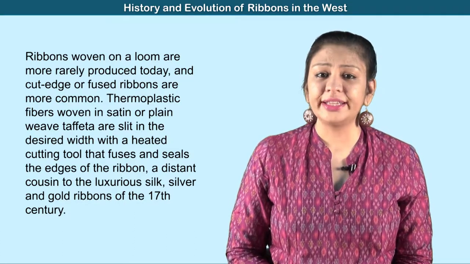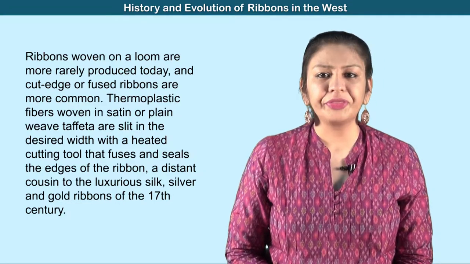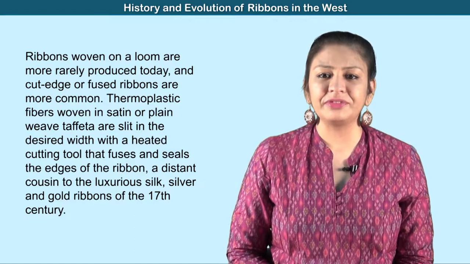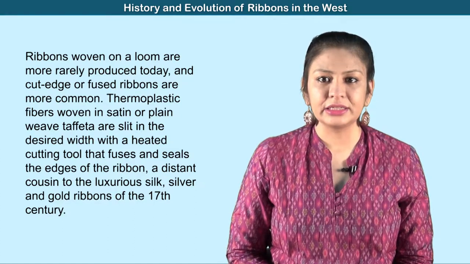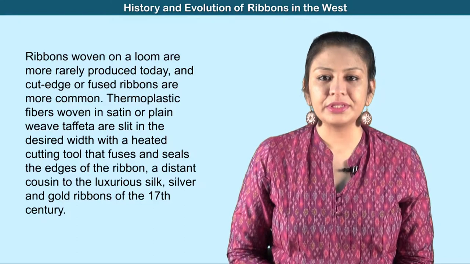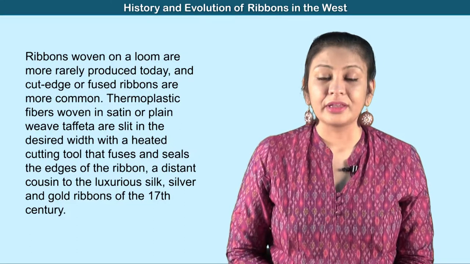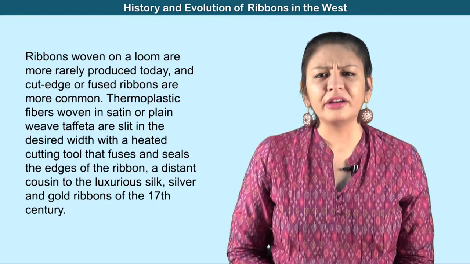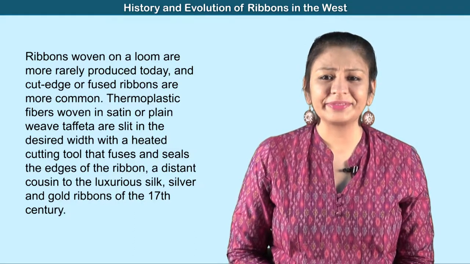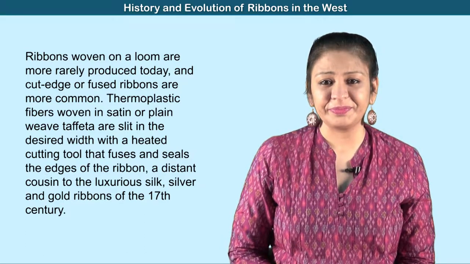Instead, cut-edge or fused ribbons are more common. Thermoplastic fibers woven in satin or plain weave taffeta are slit in the desired width with a heat-cutting tool that fuses and seals the edges of a ribbon. These ribbons are a far cousin to the luxurious silk, silver, and gold ribbons of the 17th century.